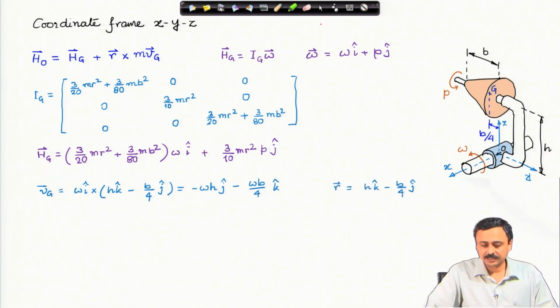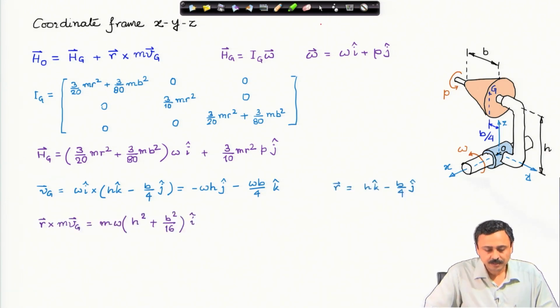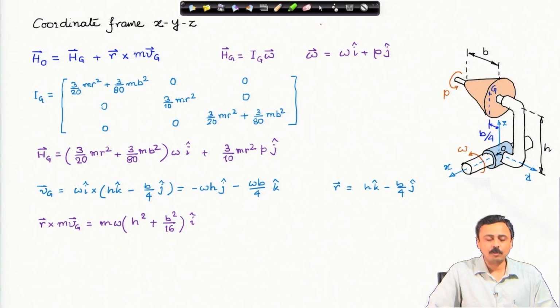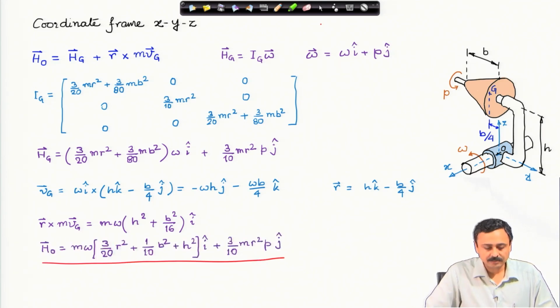So, this is the r vector as I mentioned. Now, r cross mass times velocity of center of mass, that means arm times the linear momentum of the center of mass, is given by this expression, and if you plug in now all these values in the expression of h o, the angular momentum about O, this is what you will get. So, I leave it to you to complete the details.